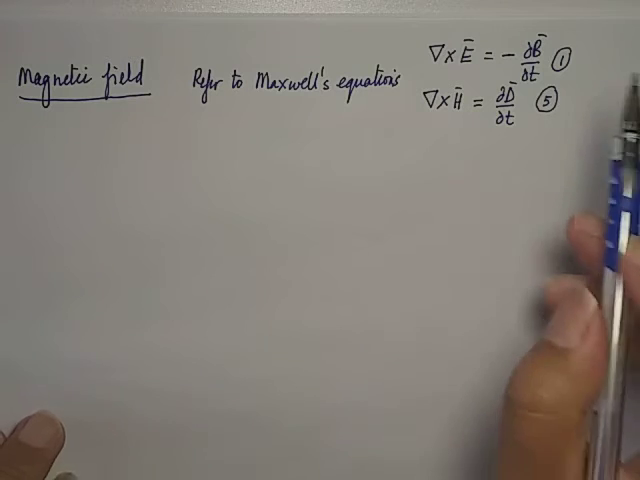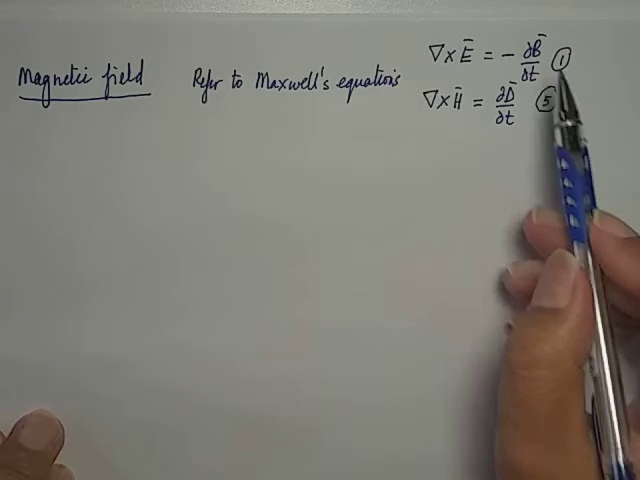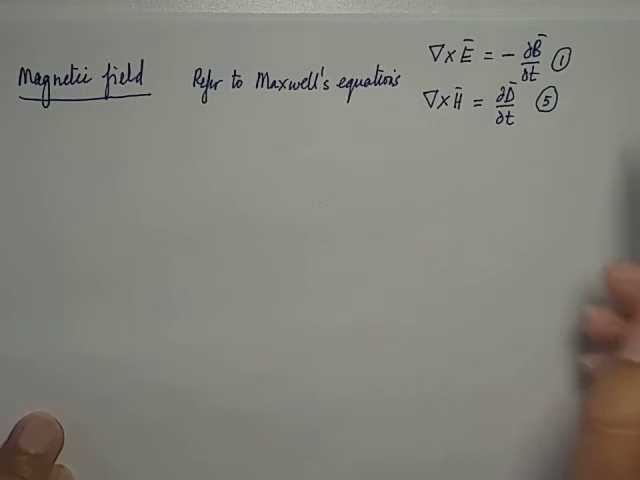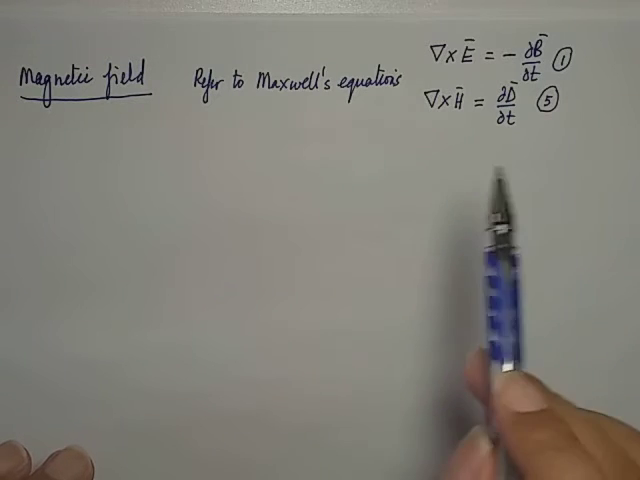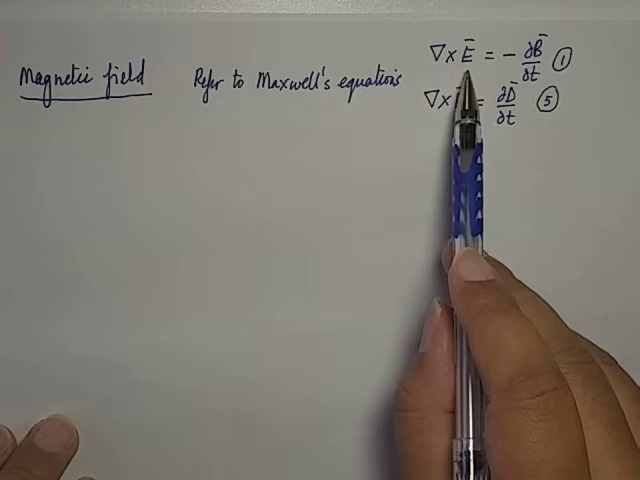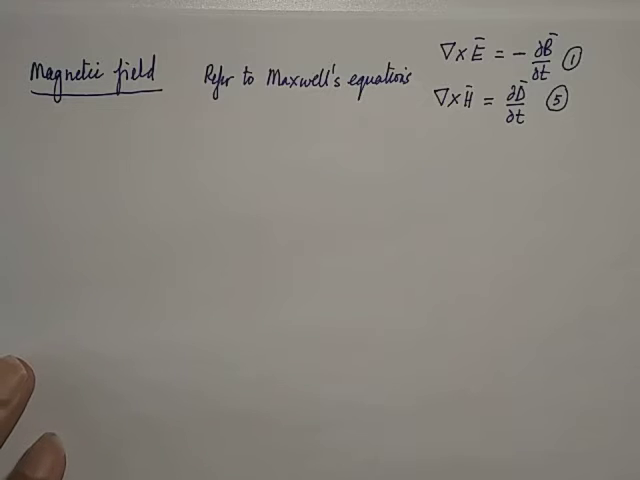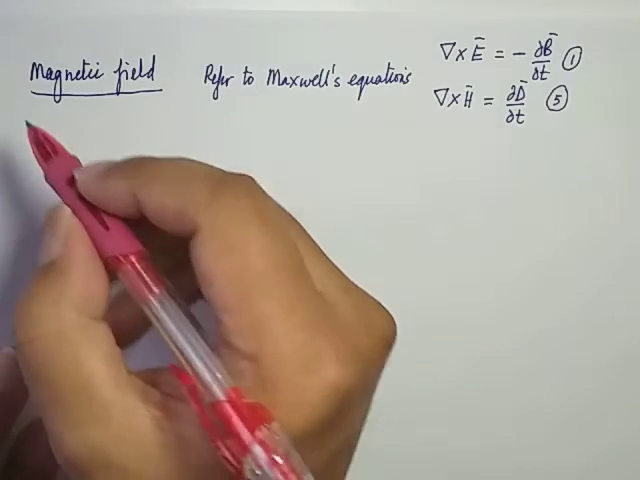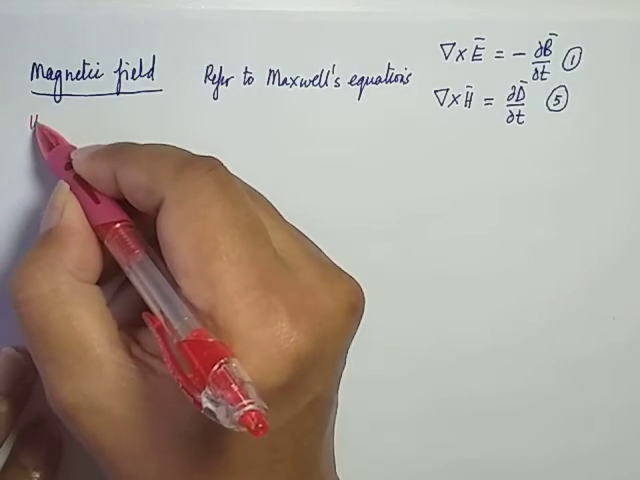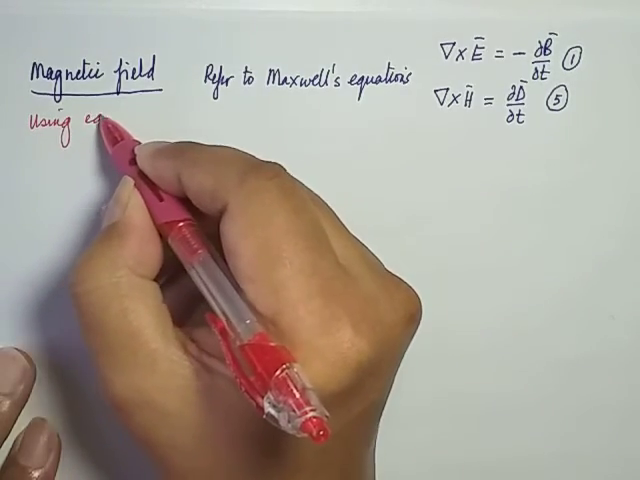Why? Knowing E, we can find H. You can use either Maxwell equation, either number 1 or number 5, it doesn't matter, because knowing the electric field, we'll be able to find the corresponding magnetic field. So I'm going to use equation number 1. For those who want to check my work, you can do it with equation number 5, and hopefully your work will agree with mine. So I'm going to use equation 1.